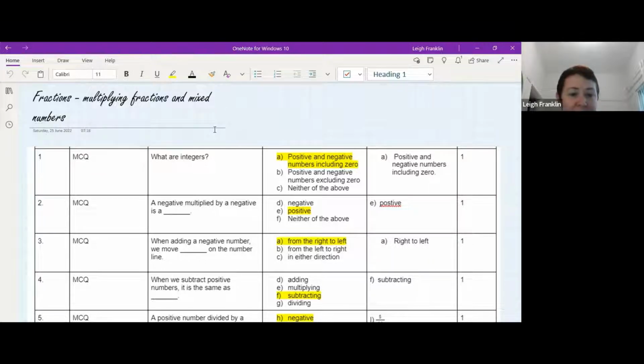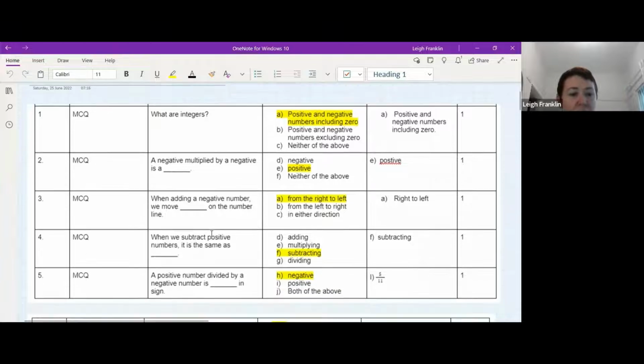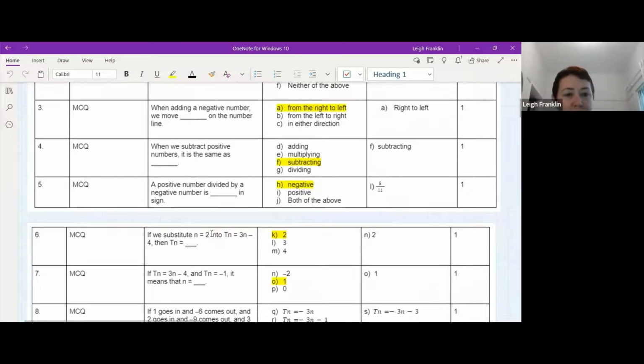In question 3, when adding a negative, we move to the left on the number line. Hopefully you said that as well. Question number 4, when we subtract positive numbers, it is the same as subtracting.